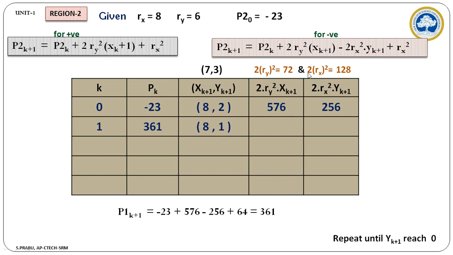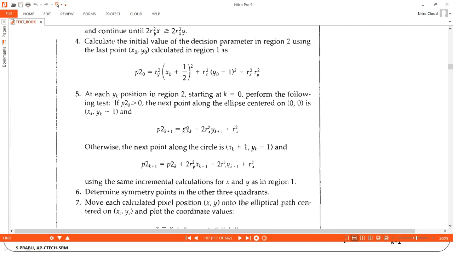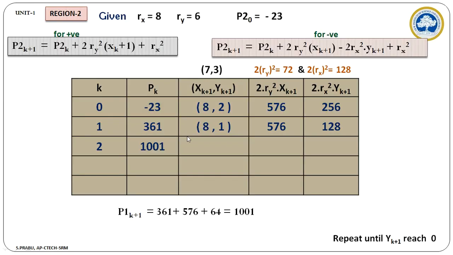Calculate this term, that is 72 into 8, I can get 576. 128 into 1, I can get 128. Then I need to calculate the next decision parameter using this formula. So 361 plus this term plus rx square. So I can get 1001. So I write this value. So this is positive value. So I can keep the same xk value and decrement the y coordinate value. So 8, 0 is the result.